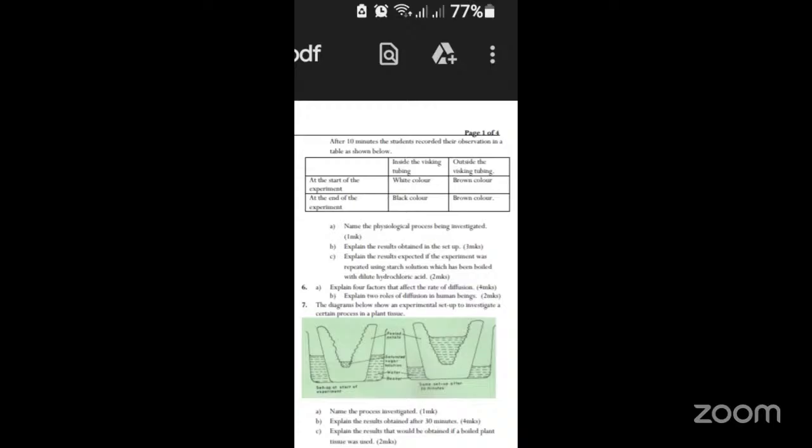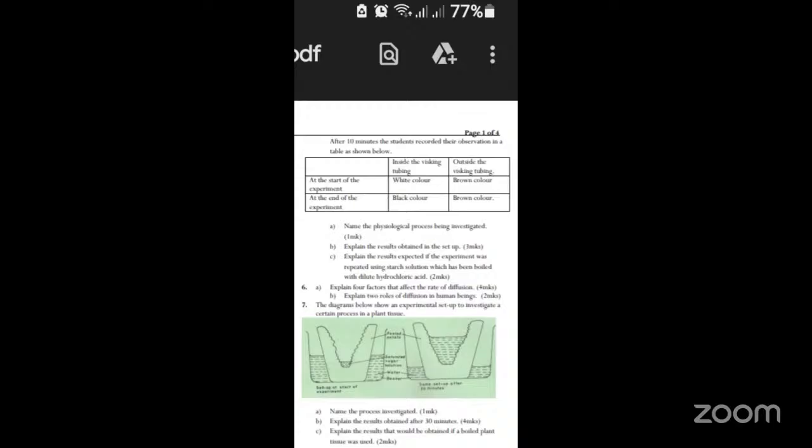The first question is, which results were obtained? Anyone who will tell us the results that were obtained at the end of the experiment? Anyone? To explain the results, actually just state what was observed at the end of the experiment.